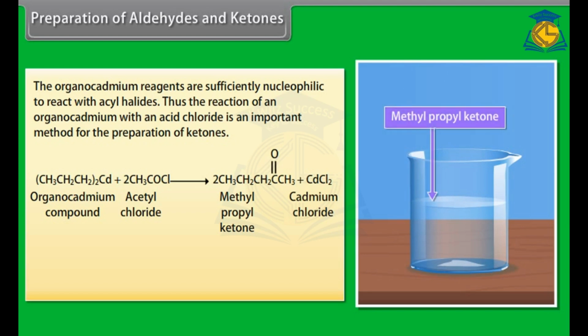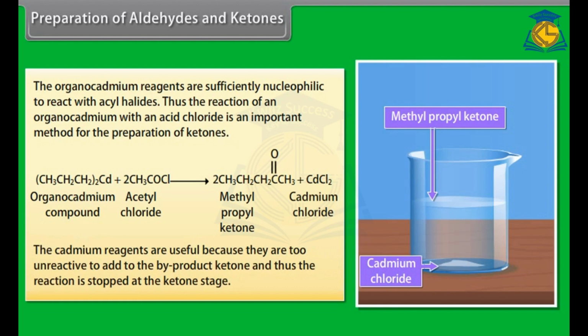Thus, the reaction of an organocadmium with an acid chloride is an important method for the preparation of ketones. The cadmium reagents are useful because they are too unreactive to add to the ketone byproduct, and thus the reaction is stopped at the ketone stage.